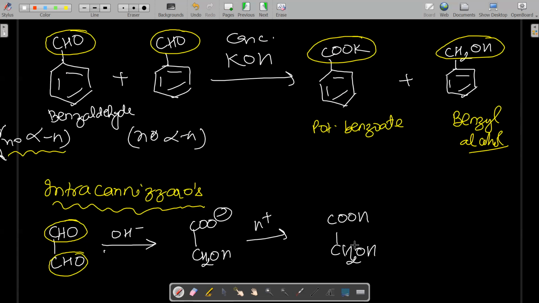If you want to write its IUPAC name, you can write it. What is the IUPAC name? Yeah, we can say 2-hydroxyethanoic acid. Okay. So this is intra-Cannizzaro reaction.